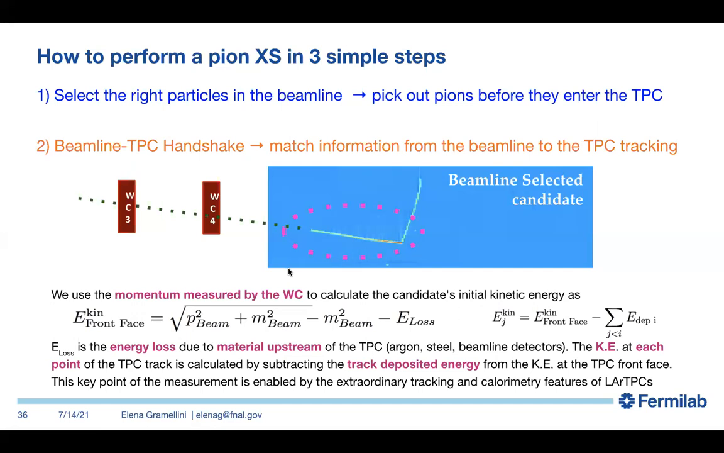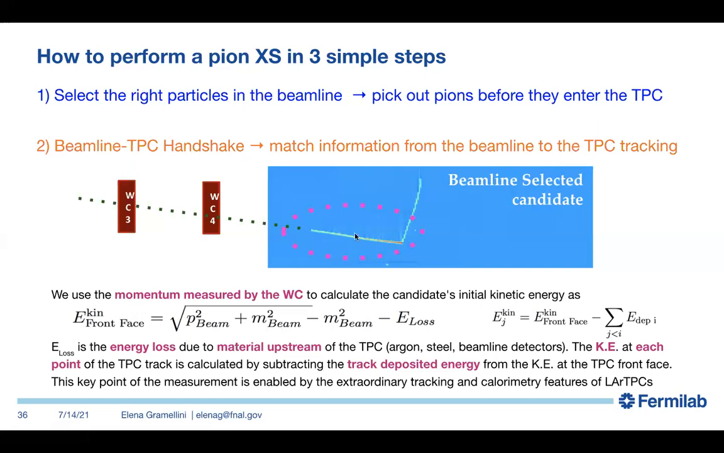And there's some dead material that is not instrumented from where you measure the momentum to where you start tracking in the TPC; your particles need to go through the cryostat wall, for example. So you need to remove that bit in energy, but then you really know what the energy is at the beginning of your track. But also, because you have a TPC, you're measuring the energy of your pion at each step, as it slows down in the TPC.